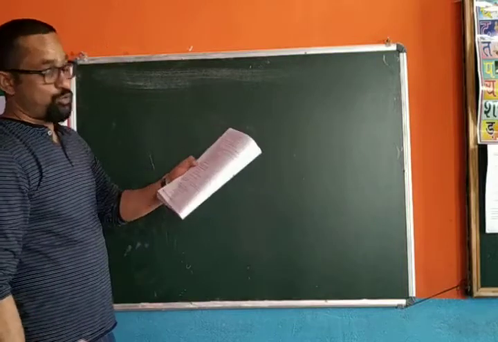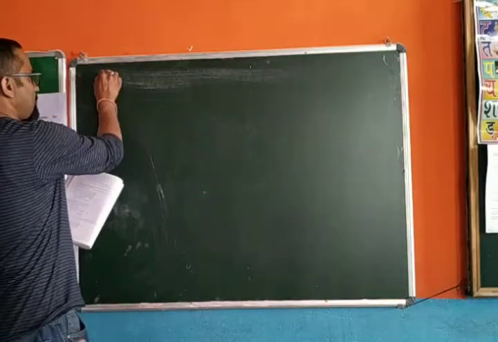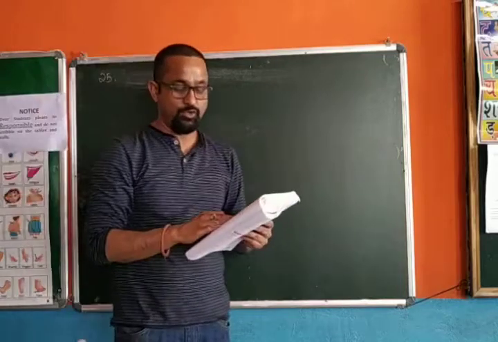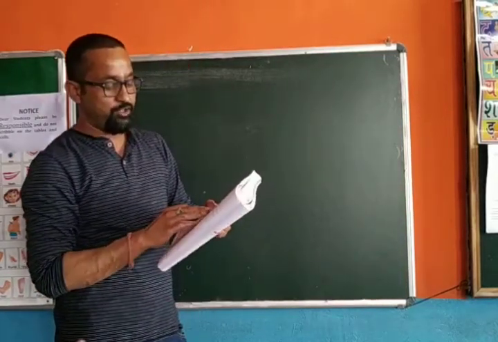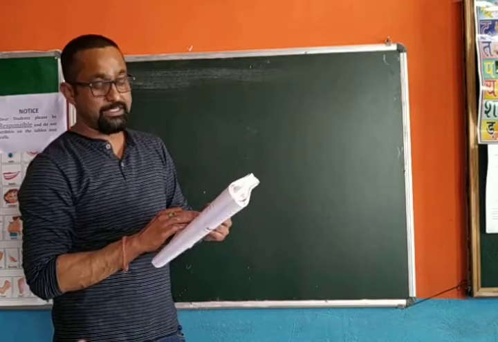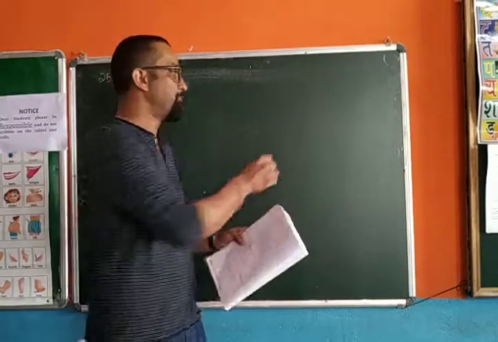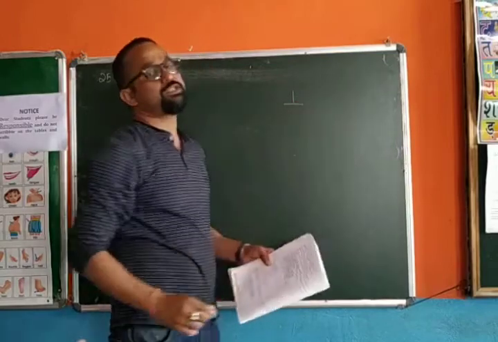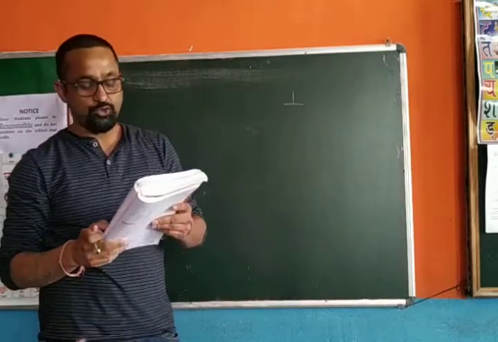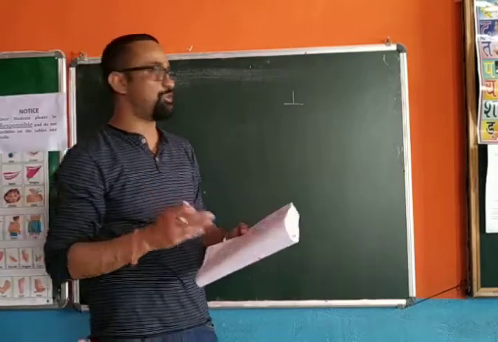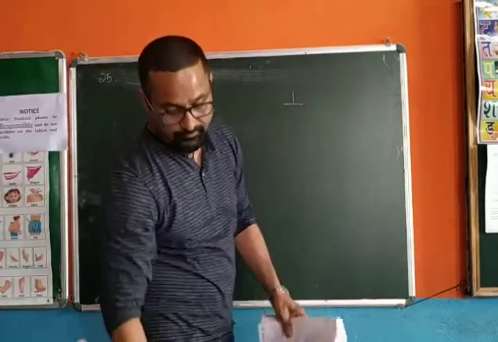Look at the last question I am doing, 25. In the figure given below, ABC is a triangle in which B is 45 degrees, C is 60 degrees, AD is perpendicular to BC. This symbol means perpendicular. BC is 8. Find the altitude, the height of the triangle.